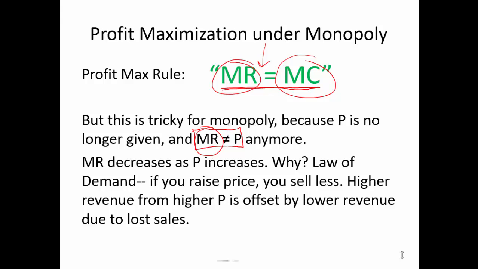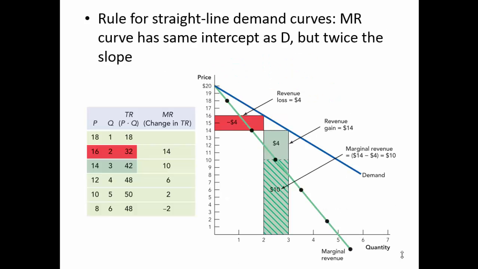Now, marginal revenue decreases for the monopolist as price increases. Why is that? Well, it's just the law of demand. If you increase price, you lose quantity. Now you're going to gain some revenue on the units that you sell for the higher price, but you're also going to lose some revenue because you've lost some sales. And that means that marginal revenue is not equal to price. In fact, marginal revenue turns out to be less than price.